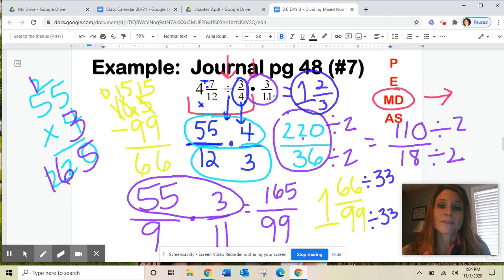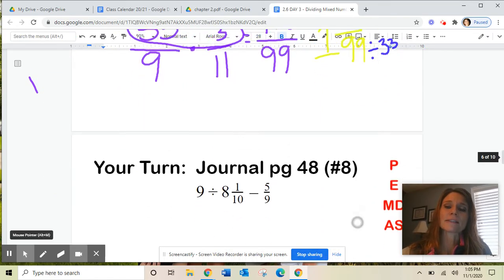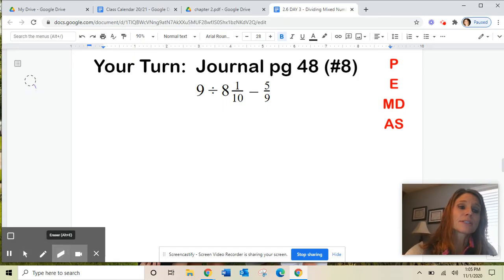So 4 7/12 divided by 3/4, then multiplied by 3/11 gives me a final answer of 1 2/3. Make sure that you have all this copied in your journal for number 7. Notice how much work is involved. There's a lot of work in just dividing with mixed numbers, but then when I throw in an additional extra problem because I have mixed up operations, it makes it even longer. So we'll give you one to try yourself. That way you can kind of check and see how you're doing with this skill. You will see this skill on your test coming up.